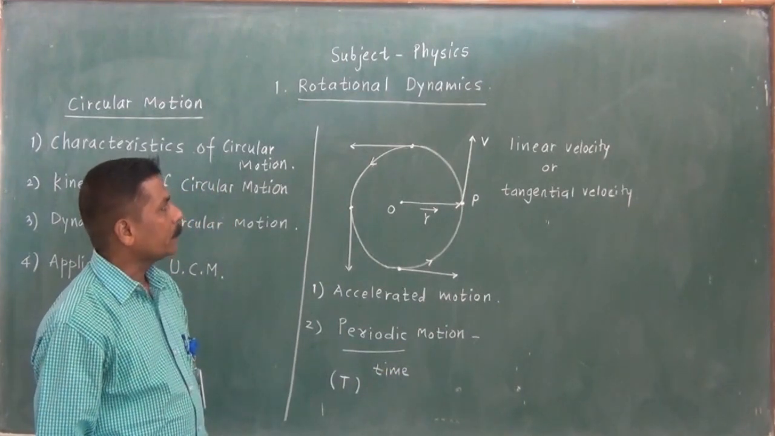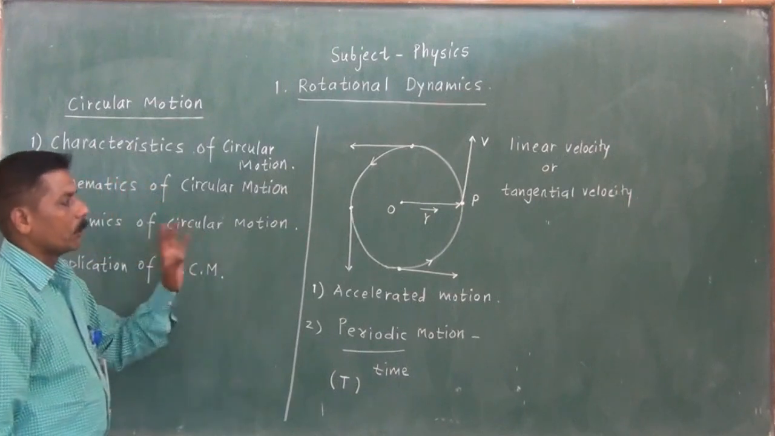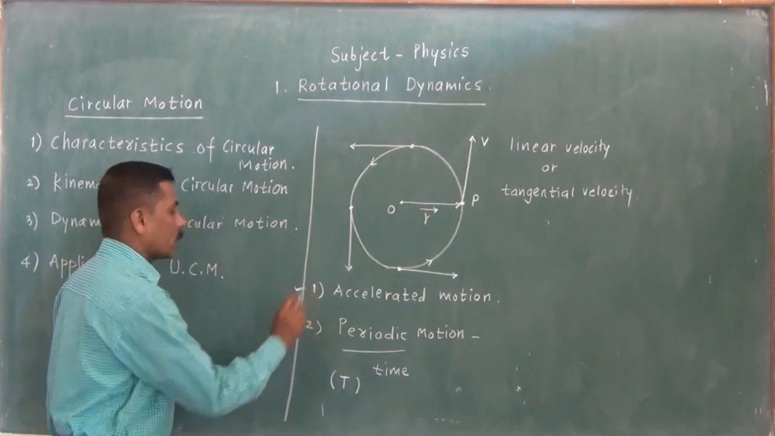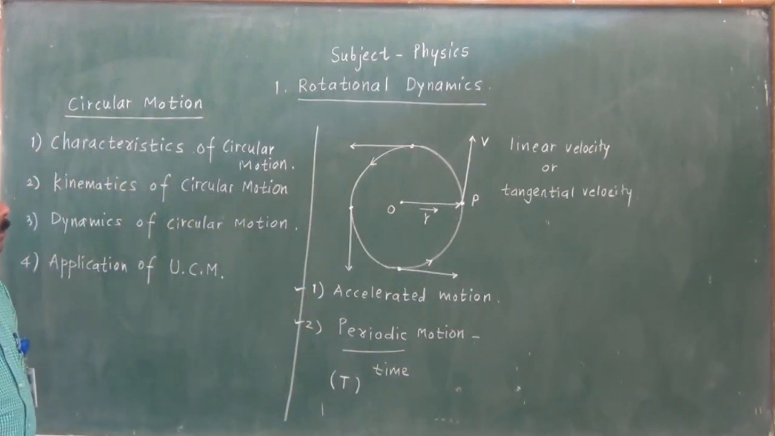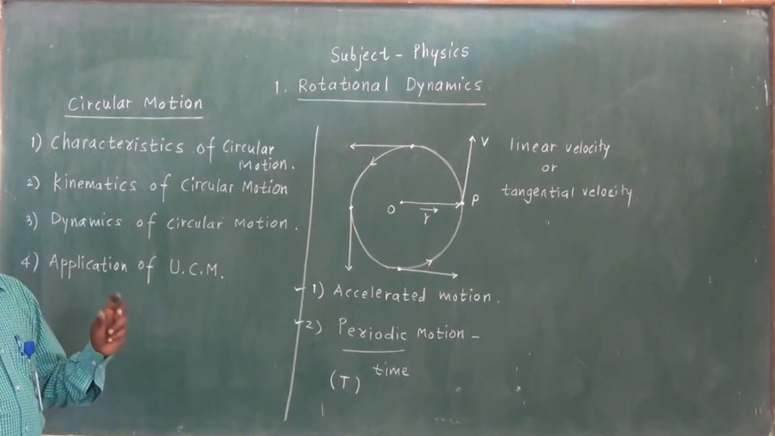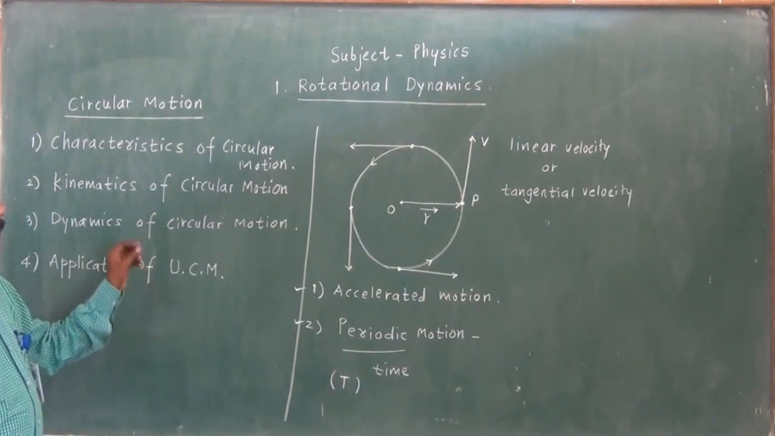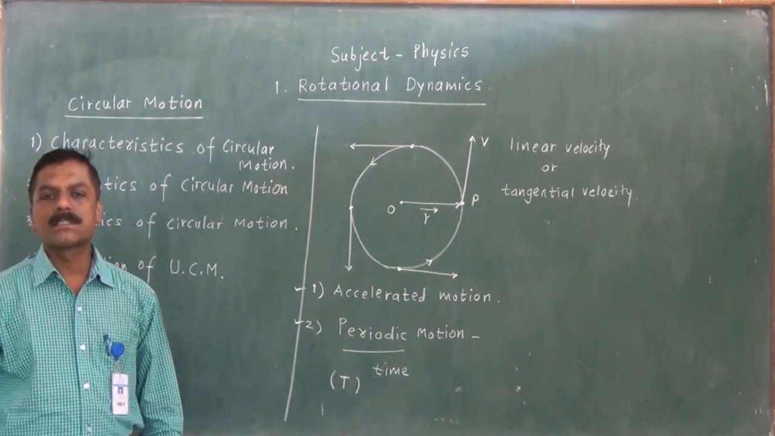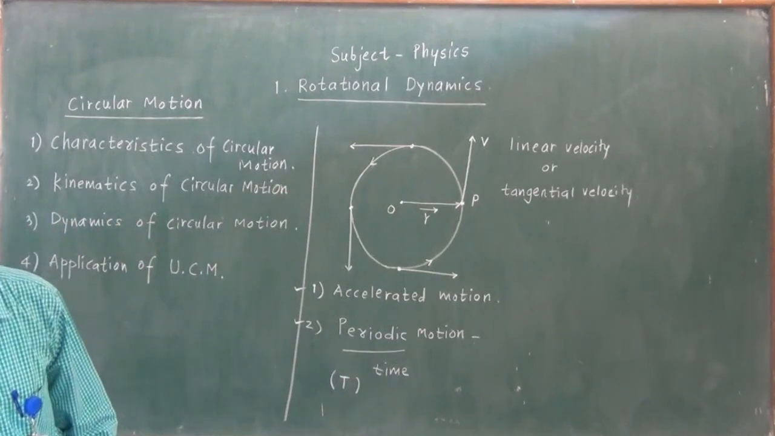So you will find that these are the important characteristics of circular motion. For VSA, a 1 mark question can be asked from this point, that is, the characteristics of circular motion.